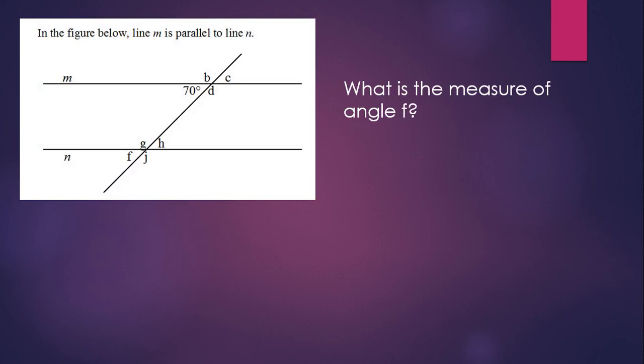What's the measure of angle F? Angle F and the 70-degree angle are corresponding angles that are formed by a transversal cutting across two parallel lines. Corresponding angles would then be congruent, which would make angle F a 70-degree angle.